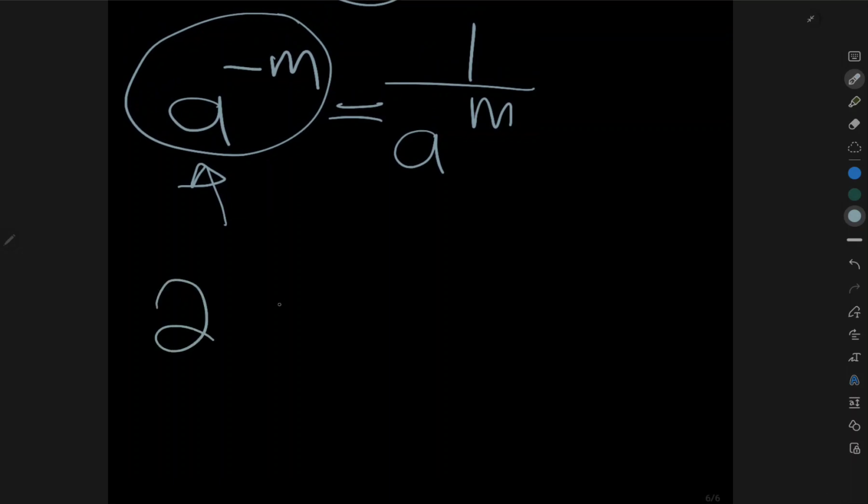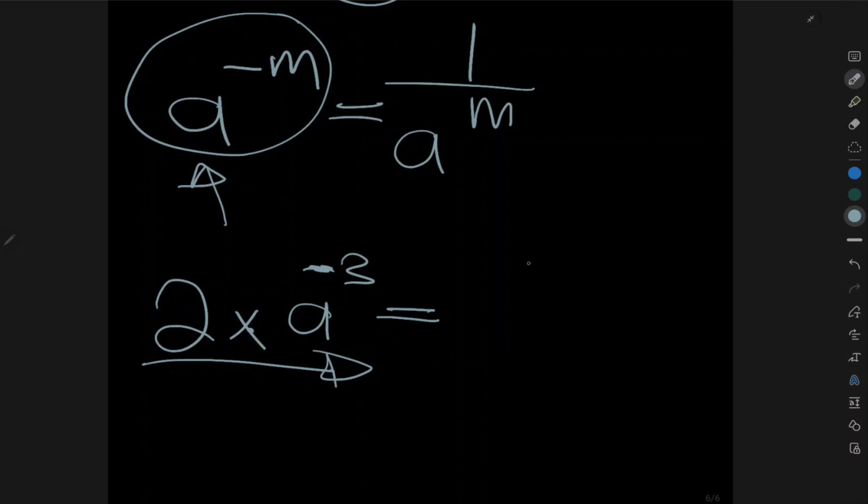Let's say, for example, we had something like 2 multiplied by a to the power of negative 3. How would you rewrite that, or how would you solve that? Let me use multiplication so that you can see it clearly. If we were to leave this answer in positive exponents, we'd leave the 2 on the numerator, and this power here we're going to put on the denominator and change the sign of the exponent, and obviously that would be a to the power of 3 instead of a to the power of negative 3.